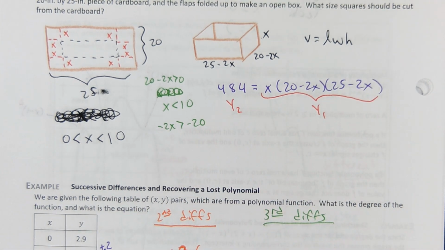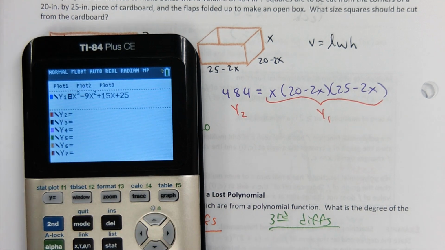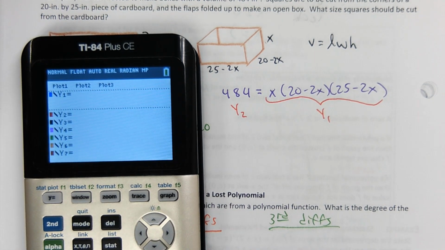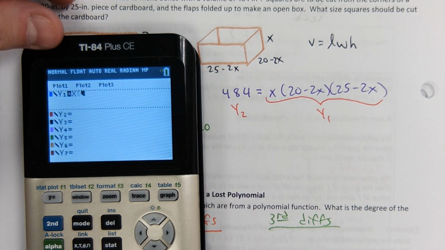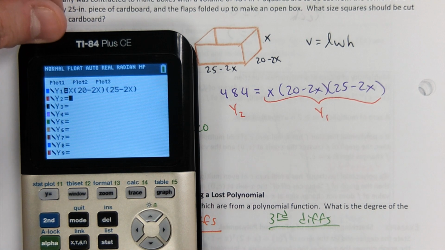We're going to graph those and do second trace intersect. And I'm pretty sure, oh, I didn't have it in there. X and then parentheses 20 minus 2x and parentheses 25 minus 2x and then 484.